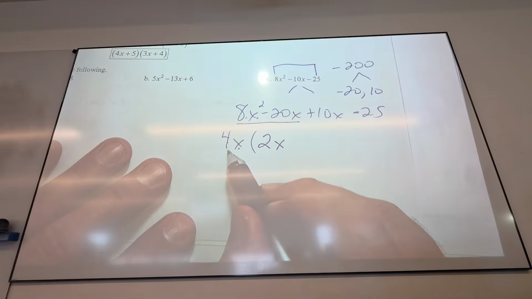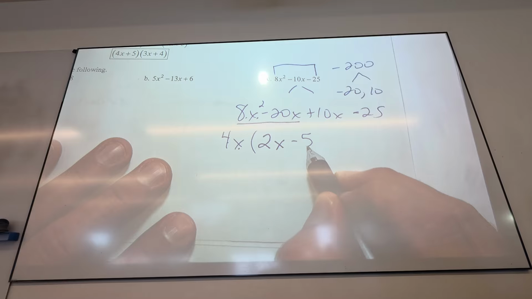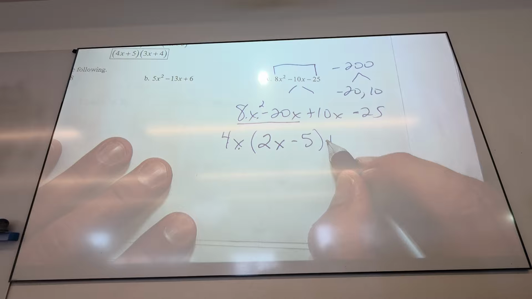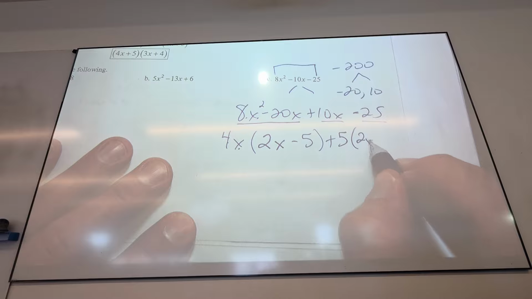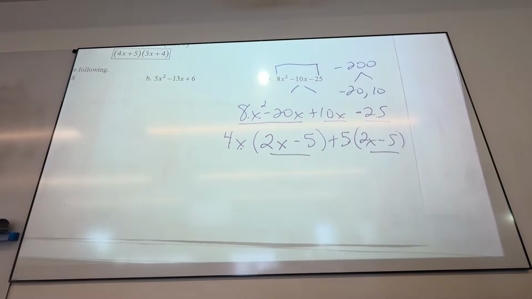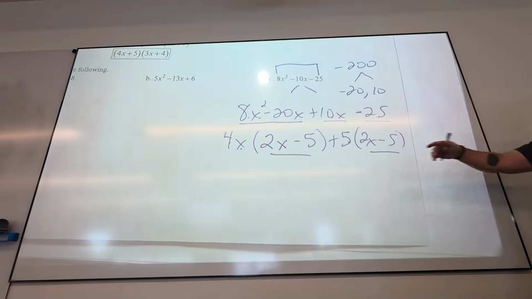What's 20x divided by 4x? 5. And it's negative, good. And what comes out of these two? That would be 5. 5. And thank the gods, 10 divided by 5 is 2, 25 divided by 5 is 5. These are the same, which tells me I'm golden.